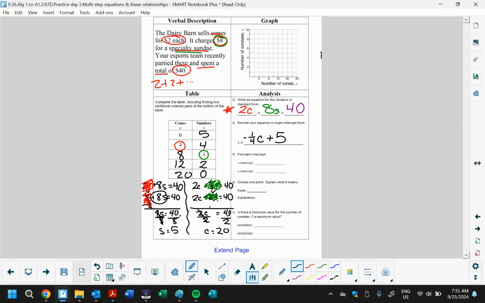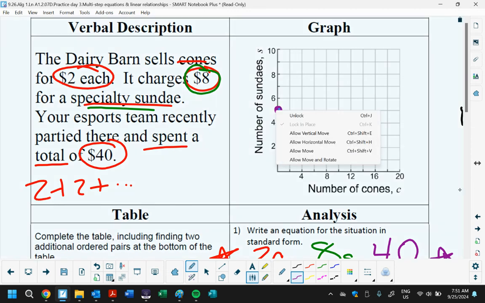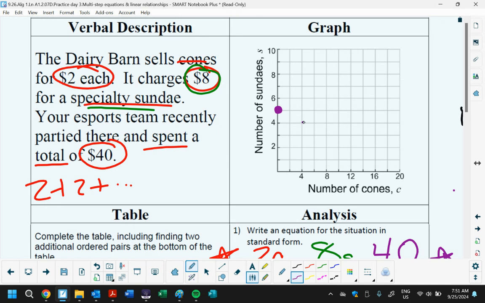So now we can go into either the graph or the analysis, but with a table of values, I'm going to predict that many of you want to go straight into the graph. So let's go ahead and plot some points at this time. Remembering that no matter what points, what relationship we talk about, they all should come up to the $40 spent. So I'm going to start with (0, 5), then go to (4, 4). (0, 5) right here. Then I'm going to find 4 cones, so go 4 to the right, and then 4 Sundays, 4 up.